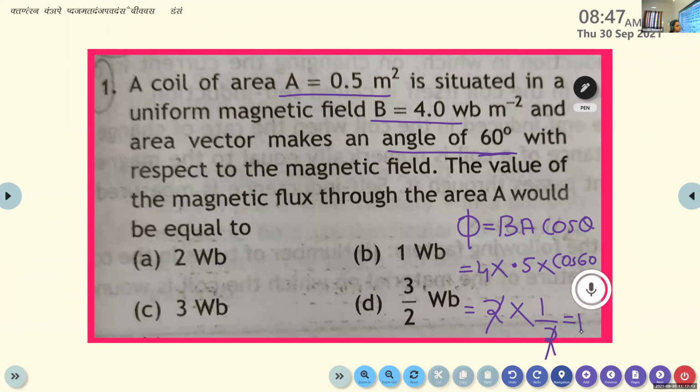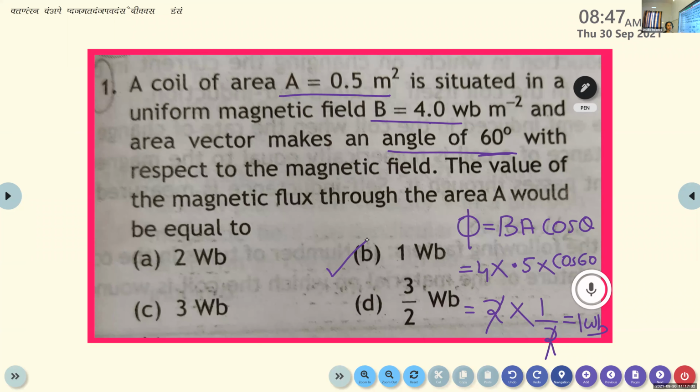1 Weber. So which is the right option? Here it is option B. Here the area is given, the magnetic field is given, and the angle between them is also provided, so you can use the direct equation. The magnetic flux phi is equal to B dot A, that is BA cos theta.